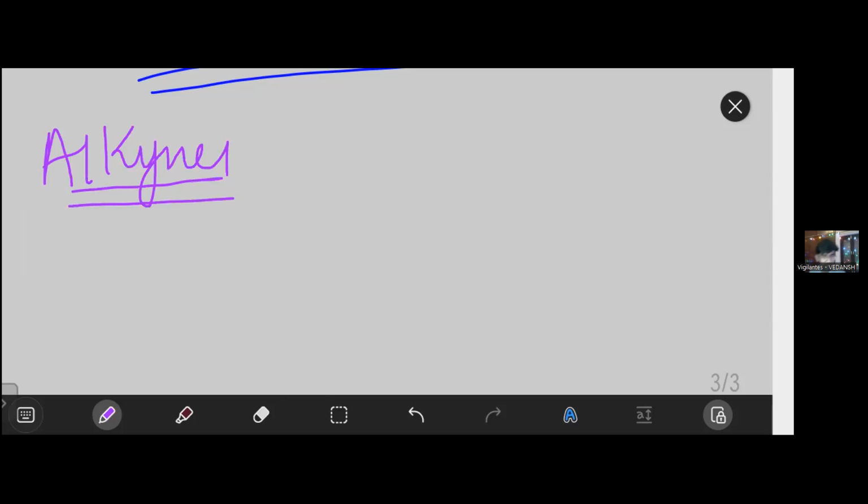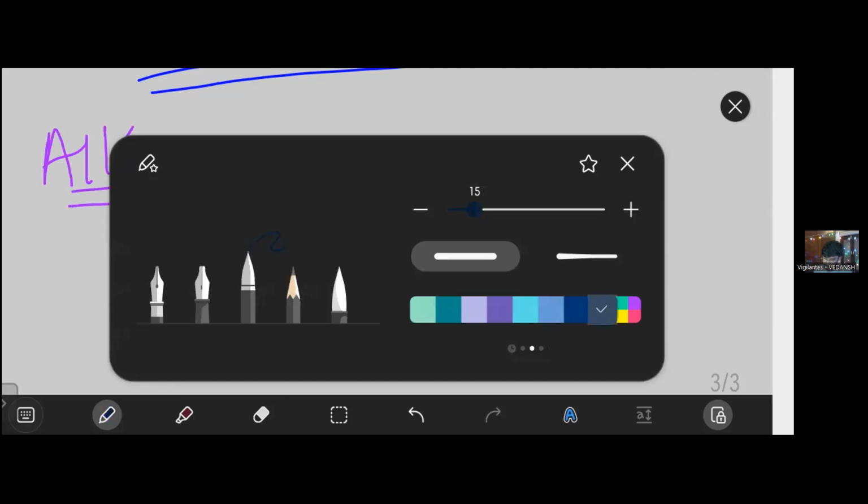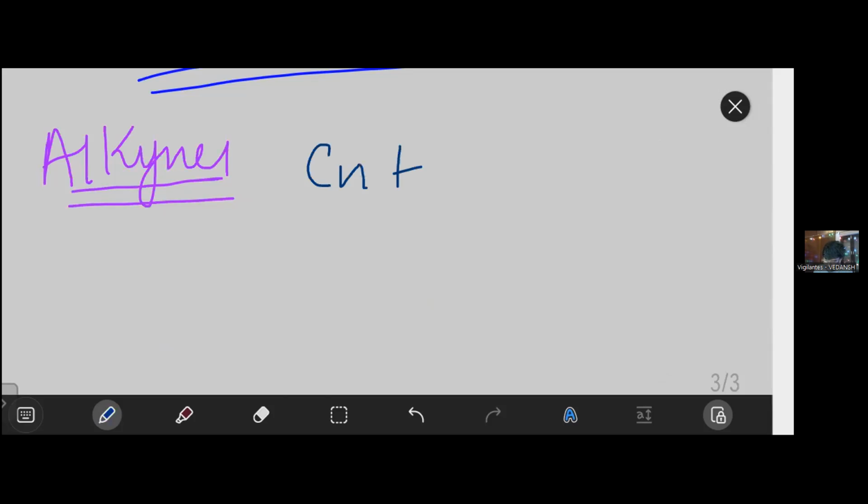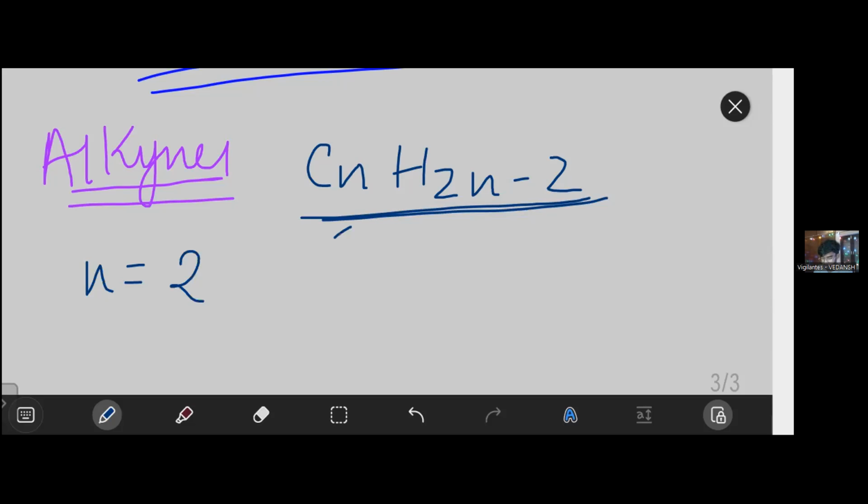So, now what will follow in alkynes? In alkynes, I told you the formula. Apply the formula. We have our formula as CnH2n-2. Putting n as any number, let's say 2, we get C2H2, because 2n is 4, minus 2, we get C2H2. So that is eth, because n is 2, plus yne, we get ethyne.